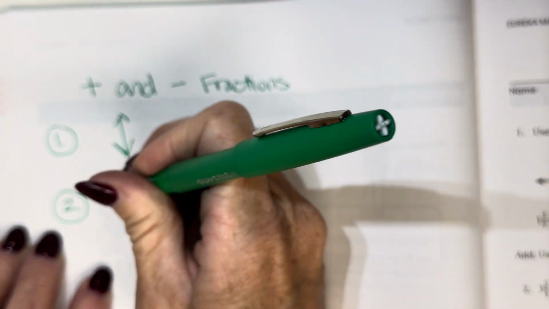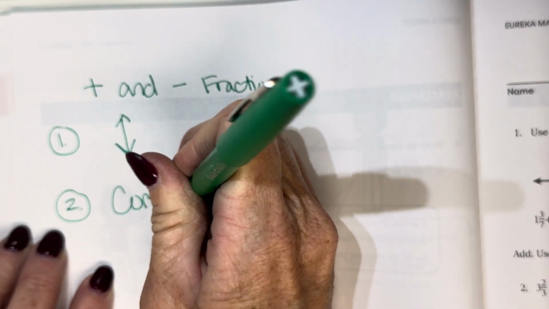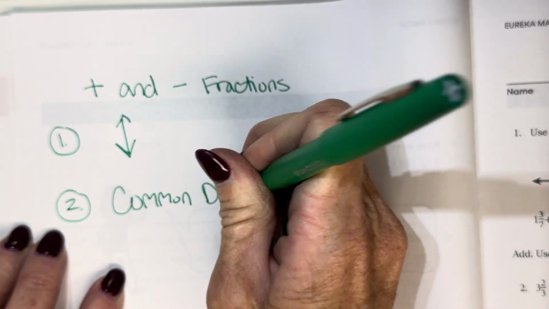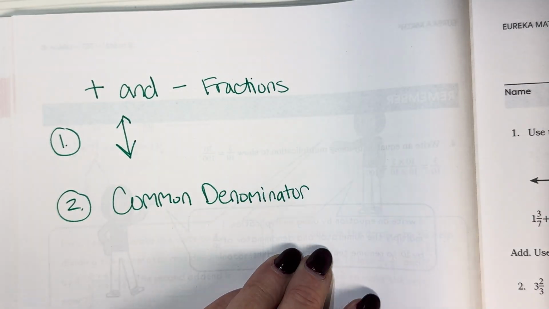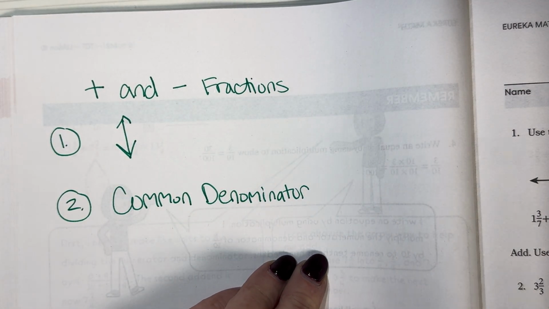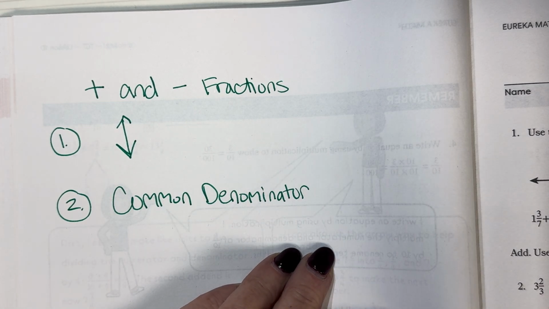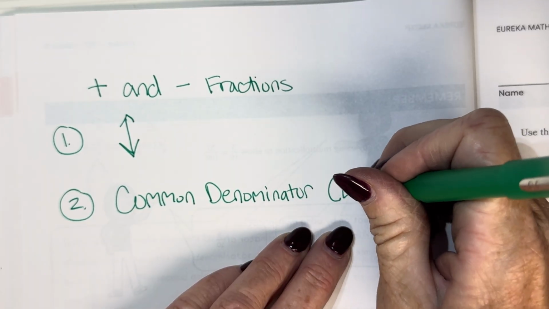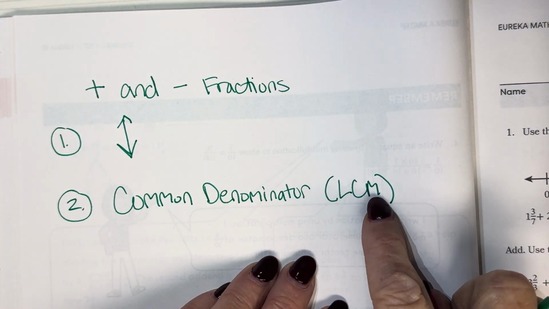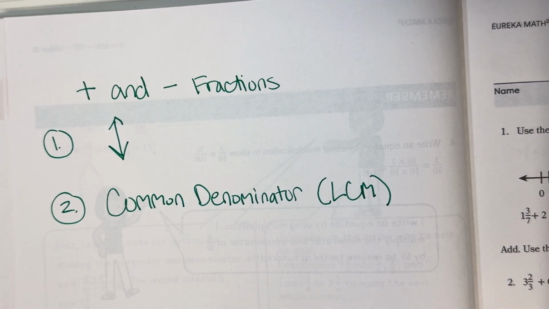Step 2, we find a common denominator. And the nice thing is, the better you get at this, you'll start to recognize problems where you're like, oh, I know if it's 4 and 9, my common denominator is going to be this. Or if these are my two denominators, it's going to be this. So the more practice you get, it'll be easier. Because remember, we're going to find our least common multiple for that.